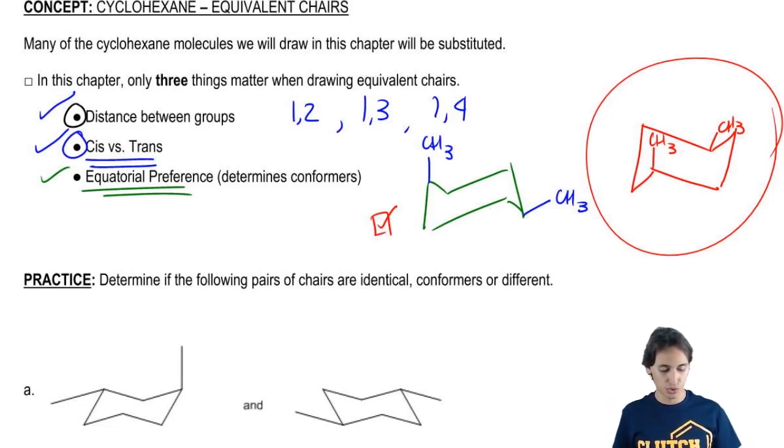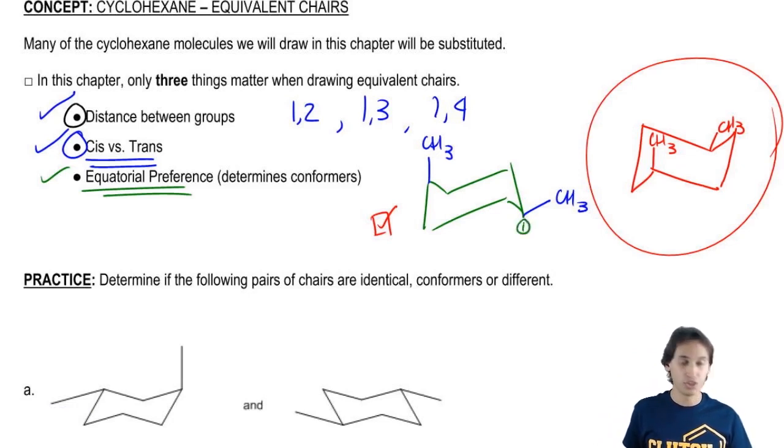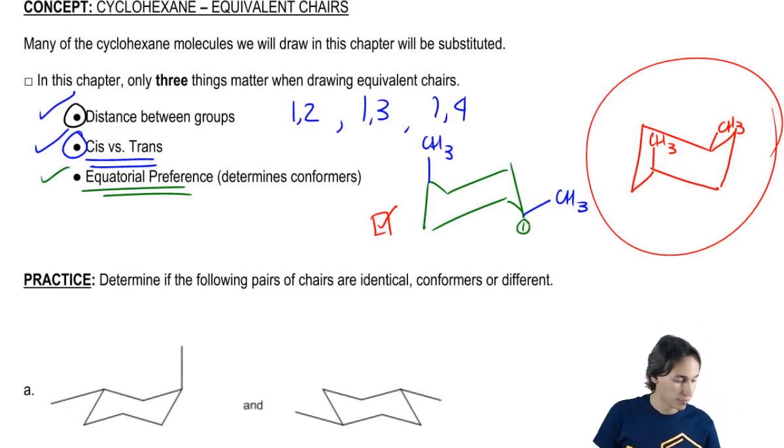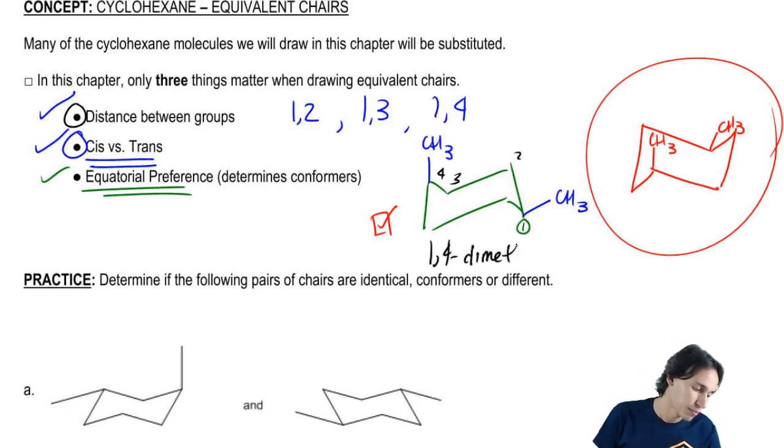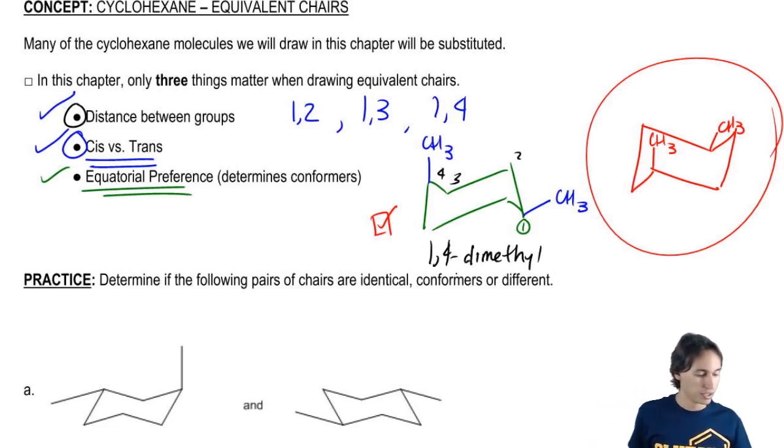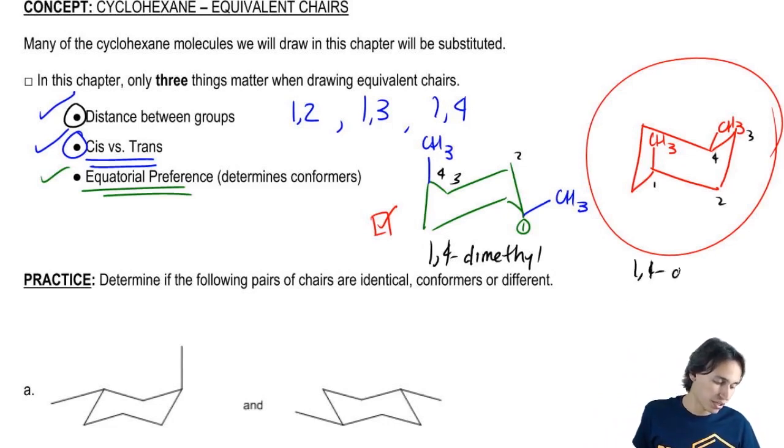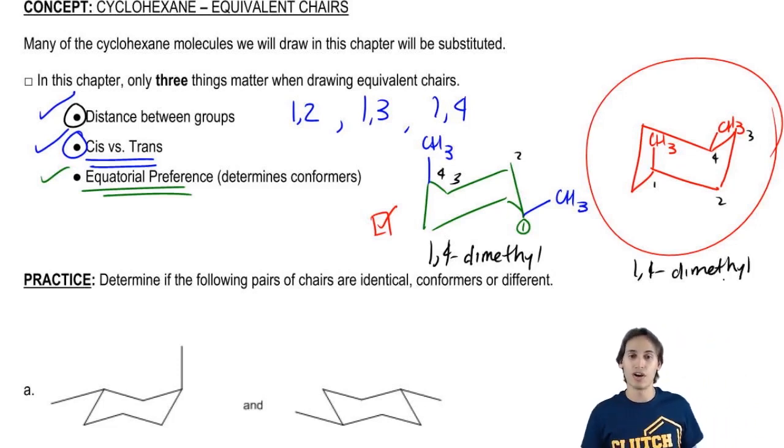So first of all, what's the distance between these 2 groups? Well, if this is my 1, you can pick anything to be your 1. Then this would be 2, 3, 4. So this is going to be a 1,4 dimethyl. Now let's look at yours, because this is the one that you drew. So you wrote 1, 2, 3, 4. Look at that. You also drew a 1,4 dimethyl. So you weren't that far off.